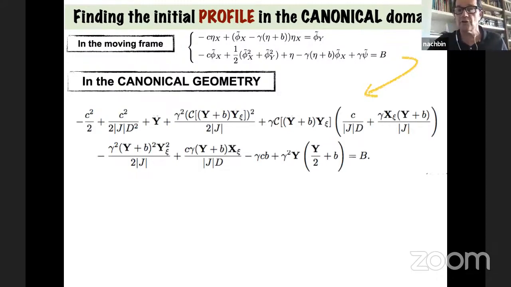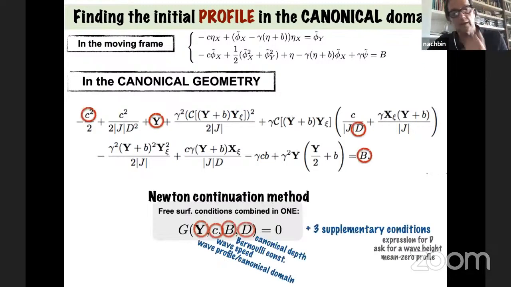But we also have other unknowns here, which are the wave speed. We don't know what the wave speed is. It's going to depend on the profile. We don't know the depth, which is capital D, which is the proper depth so that we have a conformal mapping, right? Preserves angles and so on. And the Bernoulli constant. So, just call this whole junk capital G.